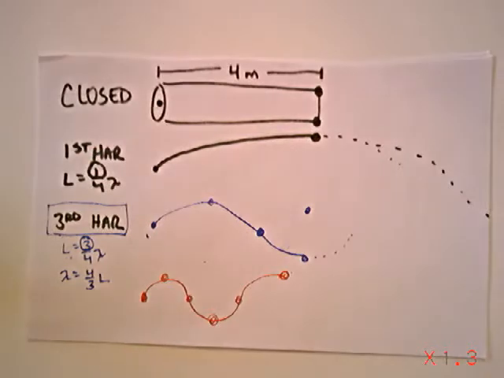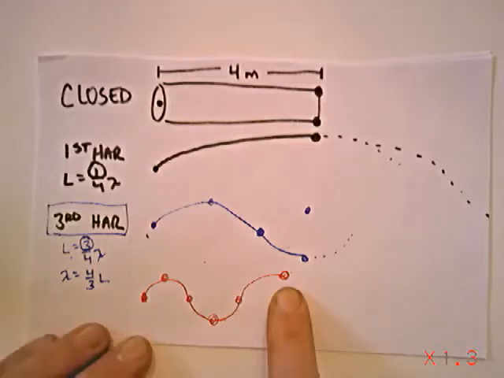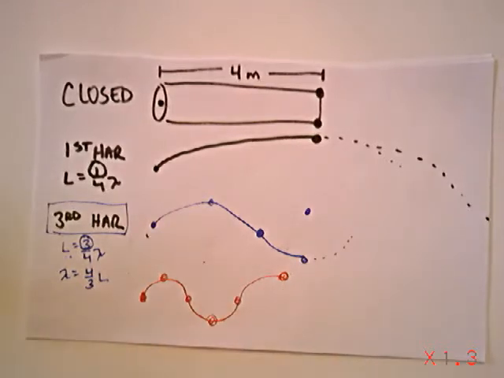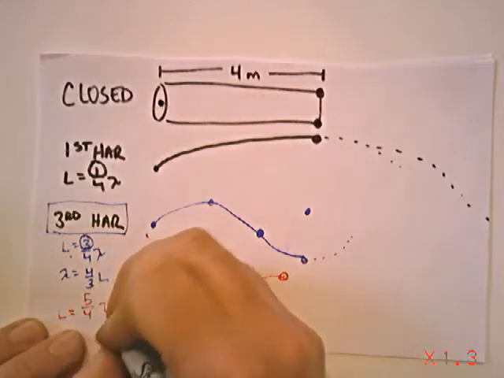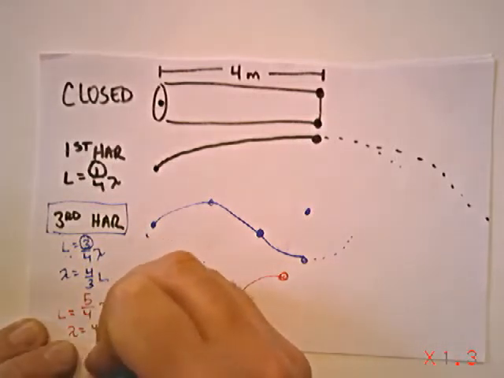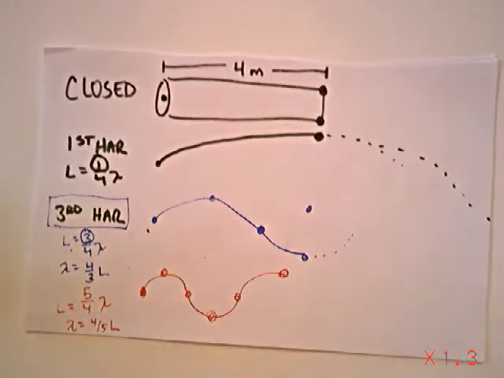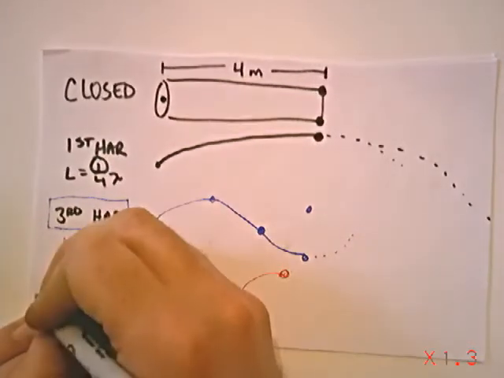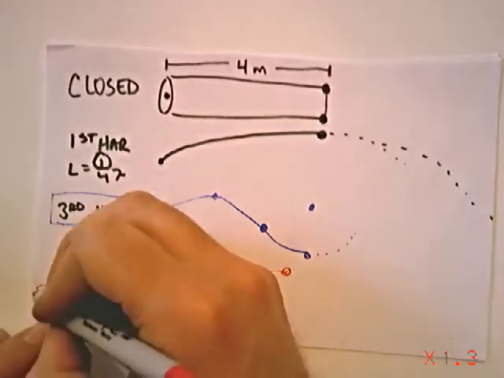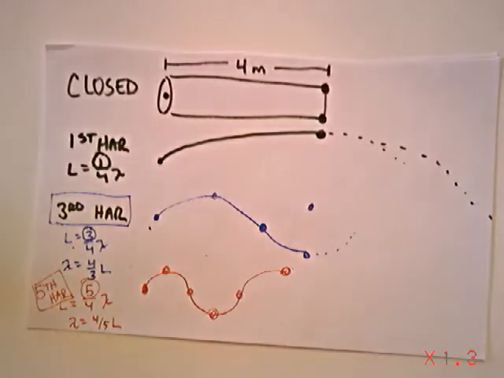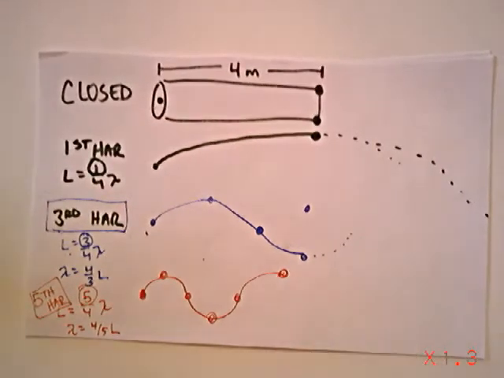And you're wondering how much of a wave is that? It's actually more than a wave. This would be one wave, and then we've added on another 1/4. So the best way to say that would be L equals 5/4 of a wavelength, or wavelength equals 4/5 L. So the top number is a 5, and so you guessed it, it's called the fifth harmonic. So a closed pipe doesn't go 1, 2, 3. A closed pipe goes 1, 3, 5.